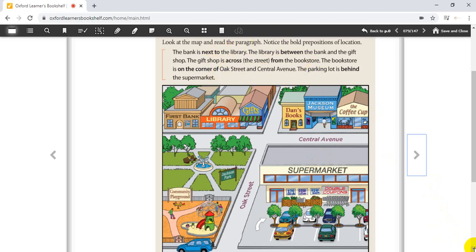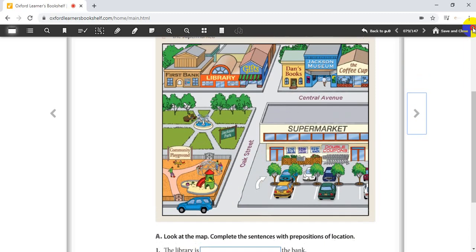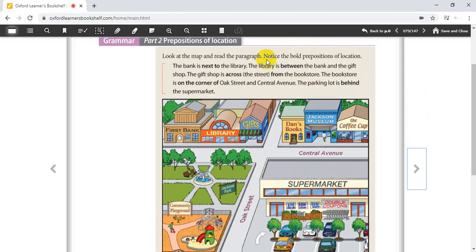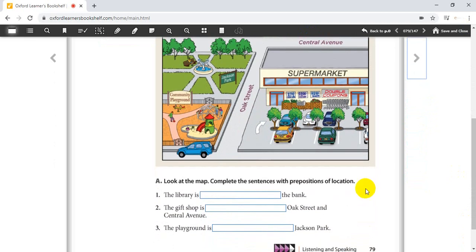Okay, so you're going to look at the map. These sentences are from the map, so you have to look at them. You have to use the prepositions of location from this paragraph only, and you have to fill in the gap. Okay, so I'll give you 4 minutes. I know it's going to be a little challenging. 4 minutes for you, and I want you to fill in this exercise.